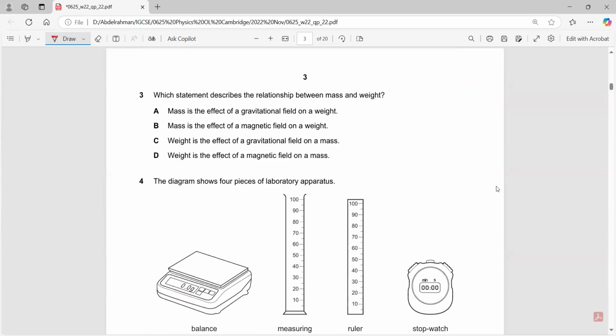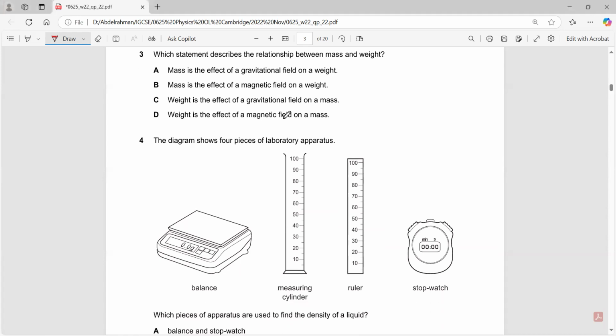Question 3. Which statement describes the relationship between mass and weight? Weight is the effect of the gravitational field on the mass. Yes, definitely. Weight equals mg.